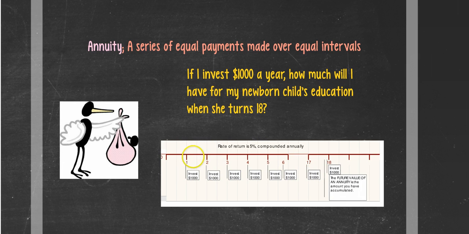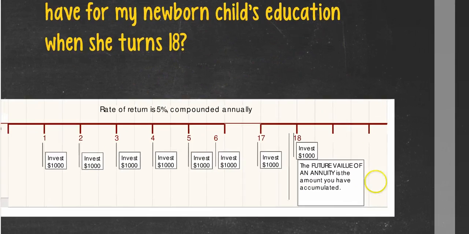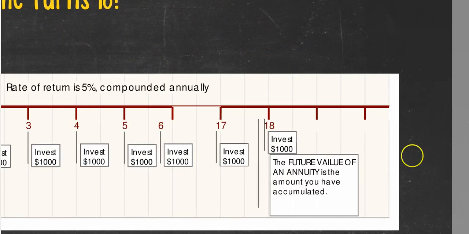You understand that in this second year, this $1,000 is earning interest. And then during this third year, we add another $1,000, so we have $2,000 and some extra because of the interest from the first year. So the amount is accumulating every year as we're adding to the annuity every year. And finally, at the end of the 18th year, we add one more $1,000, and we look at how much we have.